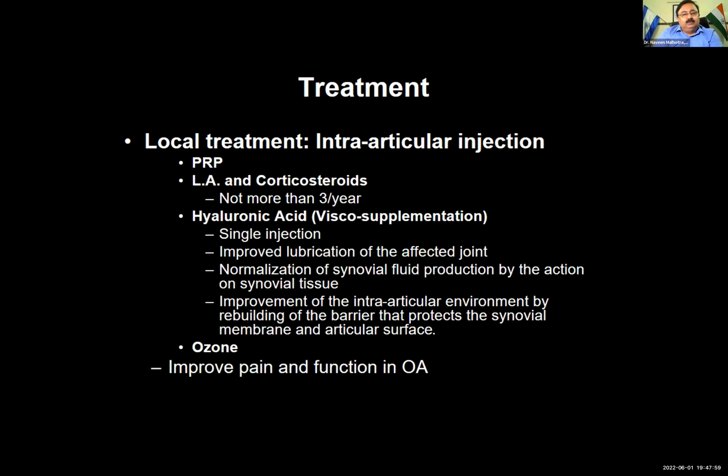The most common which we are using nowadays is platelet-rich plasma, and definitely all are used, like viscosupplementation, a single injection, which leads to improved lubrication of the affected joint, normalization of synovial fluid production, and improvement of the intra-articular environment.